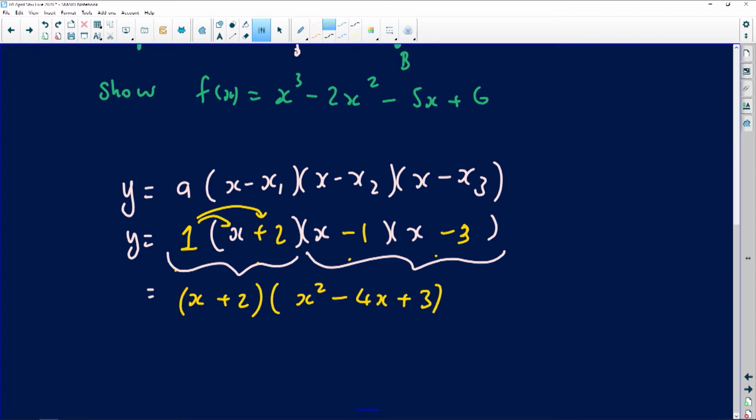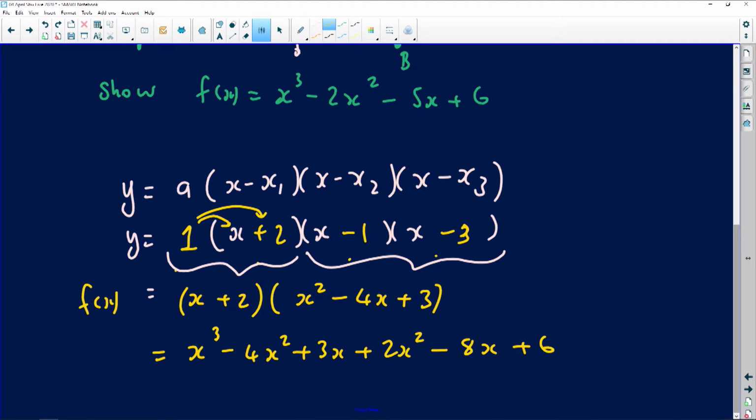Right, so that is my f of x so far, which I can then clean by removing those brackets by multiplication. X times x squared is x cubed minus 4x squared plus 3x. And then we've got plus 2x squared. And then we've got minus 8x. And we've got positive 6 when you multiply 2 and 3 at the end. I'm just removing brackets, something that you guys are very good at.